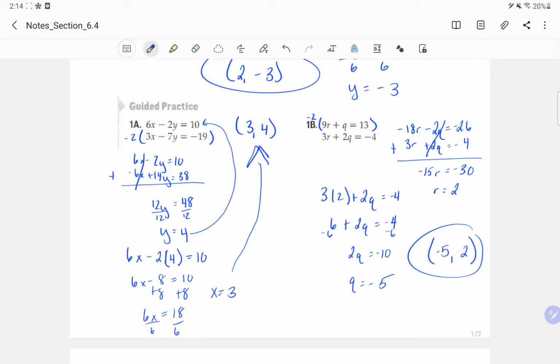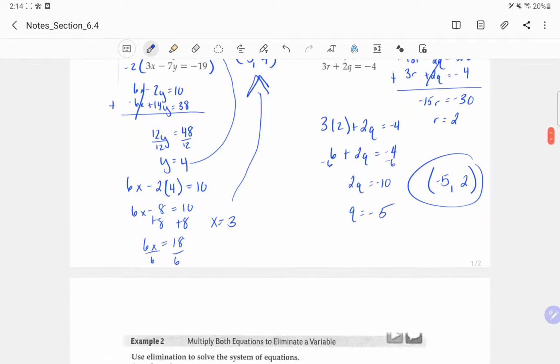On 1b, you had two options. You could have done what I did, which was I multiplied the top one by negative 2 to make q go away. Why I chose q? It just didn't really matter. You could have also, in this case, multiplied this one by negative 3. Either way, you should end up getting the same answer in the end, which is negative 5 for q and 2 as r.